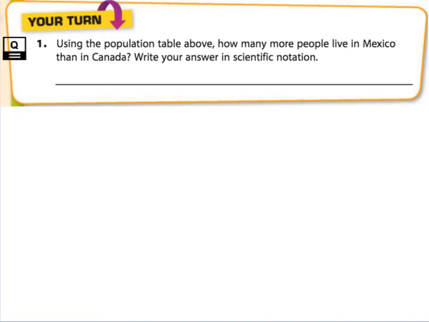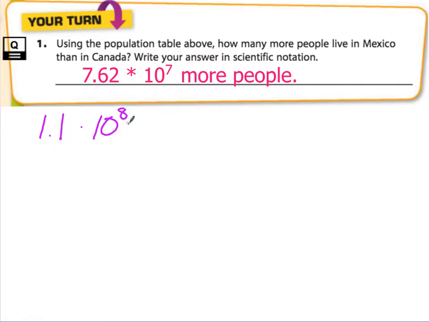All right, so now I want you to try this one on your own. You're going to use the population in the table above to see how many more people live in Mexico than in Canada. So go ahead and try it, and when you come back, you can check your answer. All right, so you should have gotten 7 and 62/100 times 10 to the 7th power more people. What you should have found is that you were going to subtract 1 and 1/10 times 10 to the 8th minus 3 and 38/100 times 10 to the 7th.